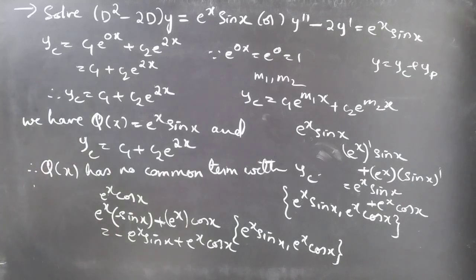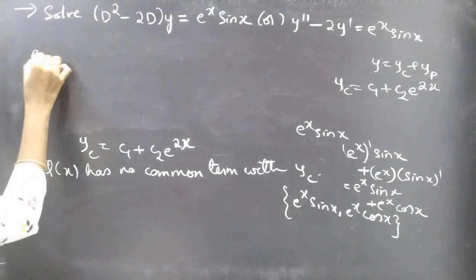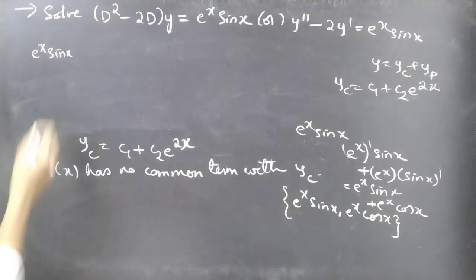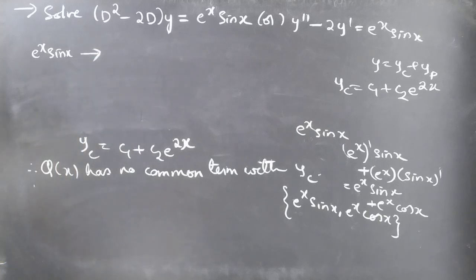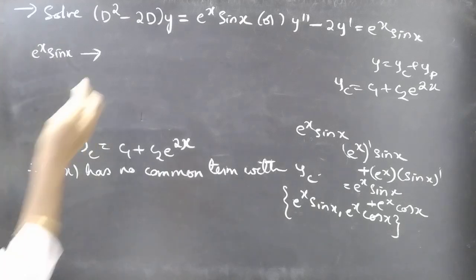Just try to express the derivatives in some finite set. So you have to pick yp from this finite set. Simply, e power x sin x is our q of x, right? So yp should contain e power x sin x, that is q of x, and its linearly independent derivatives, right?